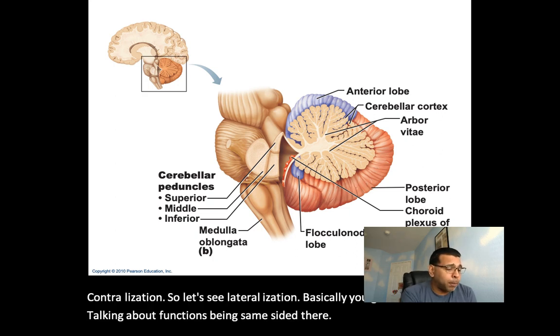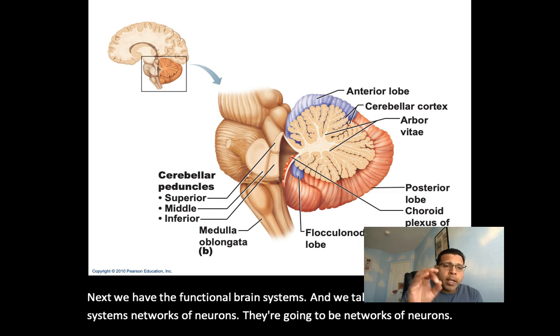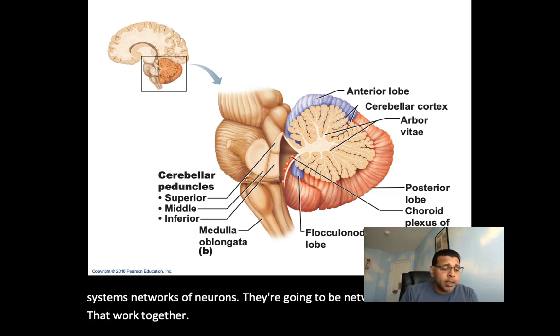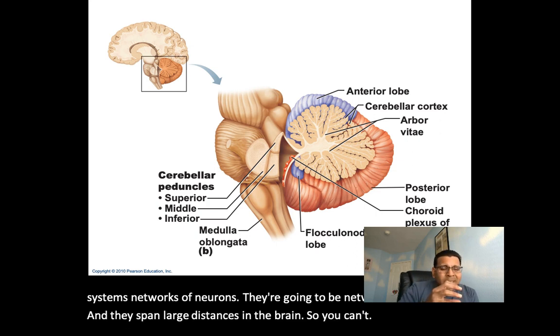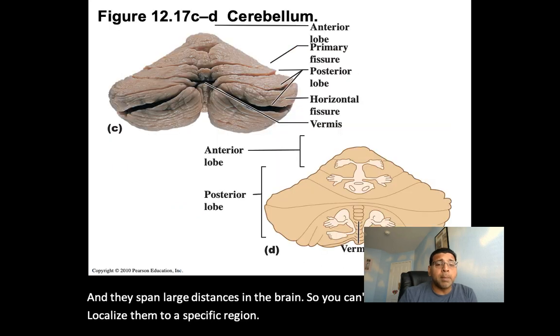Next, we have the functional brain systems. When we talk functional brain systems, they're networks of neurons that work together, and they span large distances in the brain. So you can't localize them to a specific region. So first we'll talk limbic system.